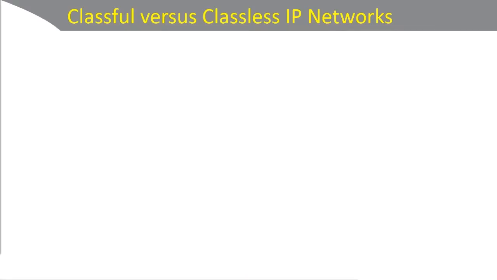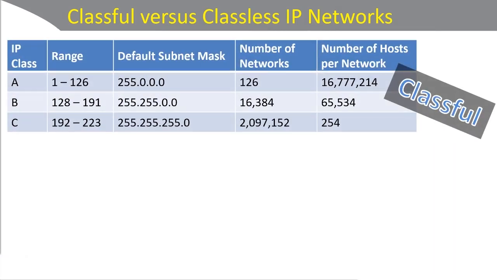Let's talk about Classful versus Classless IP networks. We'll start with Classful. When working with Classful IP version 4 addresses, the first number in the IP address dictates what class the address is part of. So here, if the number is between 1 and 126, then you're in Class A. If it's between 128 and 191, you're in Class B. If it's between 192 and 223, then it's Class C. So those are defaults. You look to the first octet of the IP address.